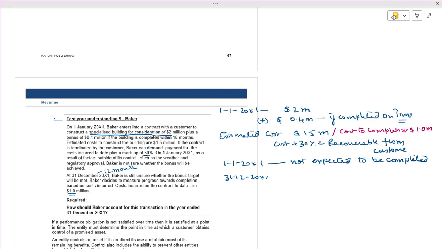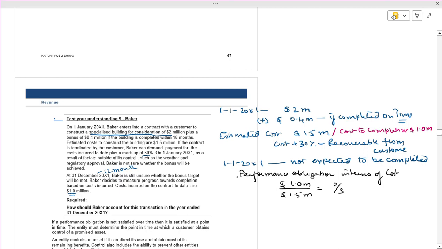If you take the performance obligation in terms of cost, it is how much? 1 million has been completed, divided by the total cost of 1.5 million. It comes to how much? It comes to 2/3.